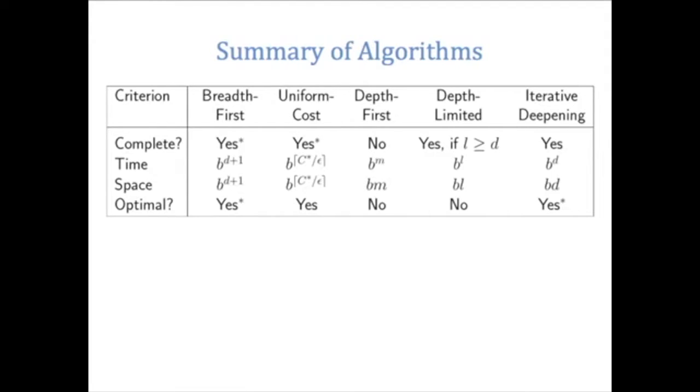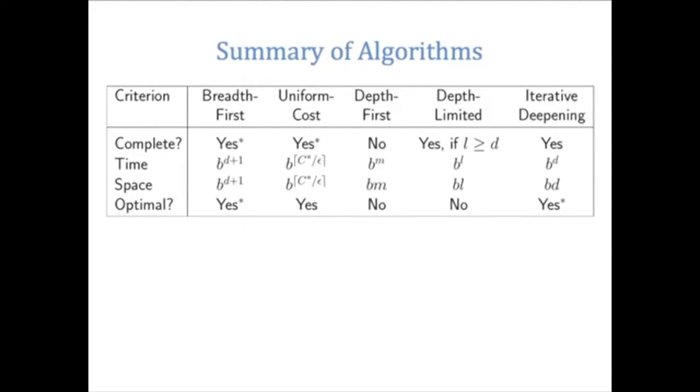The time is branching factor to the power of the maximum depth we're going to reach, but the space is only O of b times m. And it's not optimal because we might find a solution at a lower depth when one actually existed at a shallower depth. Depth-limited search, well, it's complete if our limit is greater than or equal to the depth at which the solution is found. The time is b to the l. The space is on the order of b times l, but it's not optimal for the same reason that depth-first search isn't.